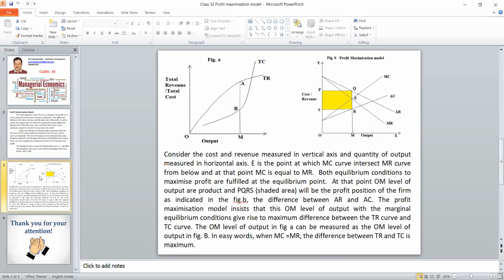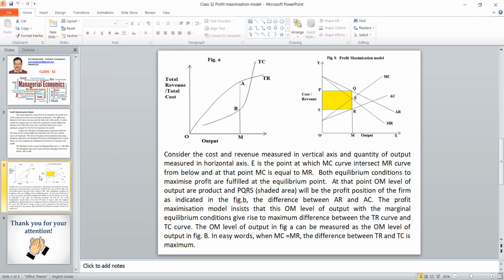The second one is the total cost curve we are drawing. Based on these two, we are identifying at which point the distance between TR and TC is maximum. We are just identifying that. In order to prove that the OM level of output in figure A is the point at which MC intersects MR from below, we are going to take the marginal approach.